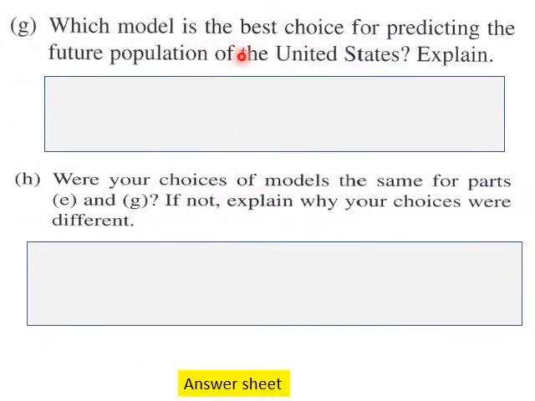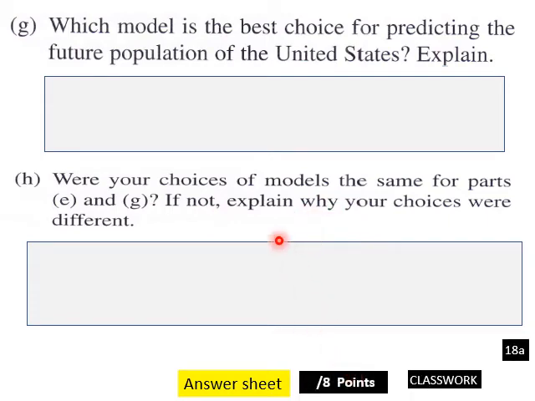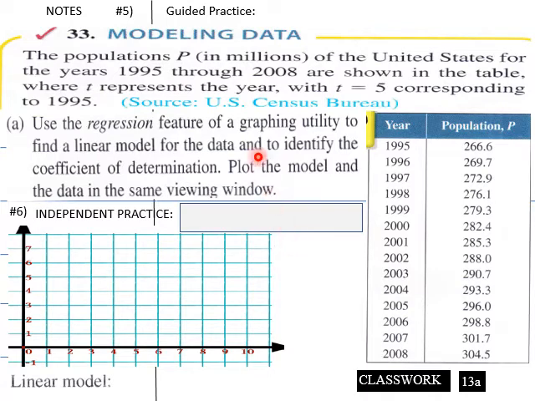And then G and H. Which model is the best choice for predicting? Were your choices of models the same for parts E and G? If not, explain why. And then this part here is 8 points for this page. Okay, going back to solve these now.